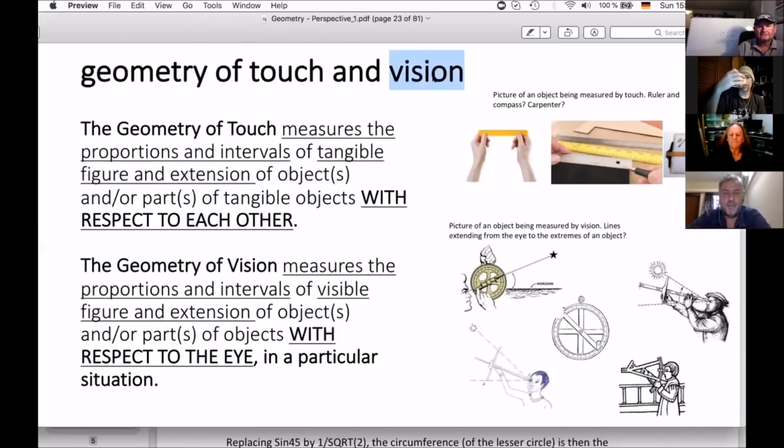So there's a difference between the geometry of touch and the geometry of vision that should be clearly understood. We call these tangibles and we call these visibles. That comes from George Berkeley of Berkeley University, California, the Bishop of Cloyne, who was one of the first, at least, to clearly define the difference between visibles and tangibles. But he and Reid were not of the same opinion.